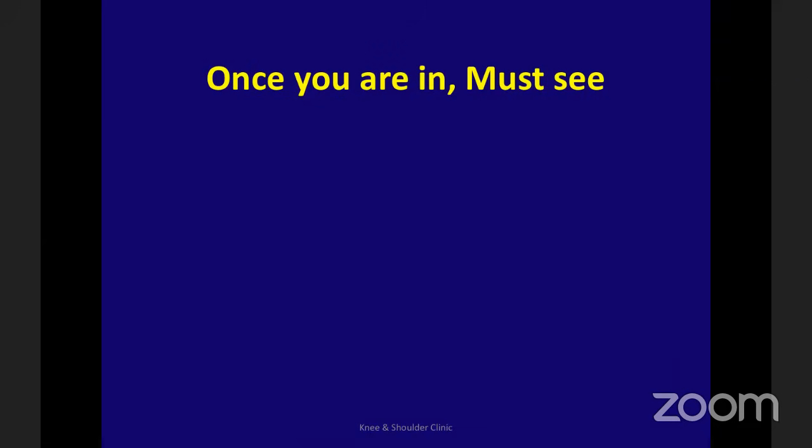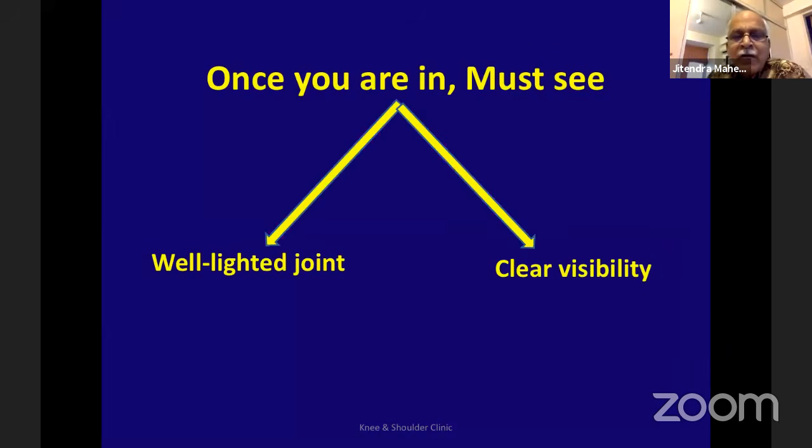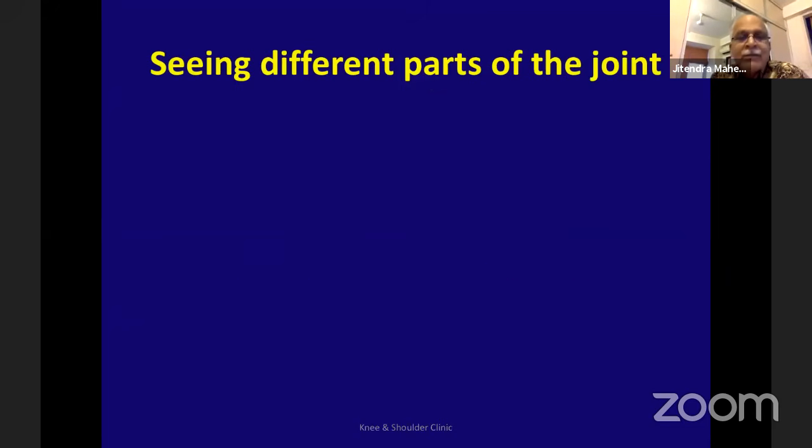Right. So once you are in, you must see everything. And for seeing anything, you need a well-lighted joint and clear visibility. So once you go in, you find everything is hazy. There is something you're seeing, but you don't know what. Either the light is not okay, your bulb is not properly turned on, or you don't have clear visibility because there's a lot of synovial fluid or some debris, and that's why you can't see.